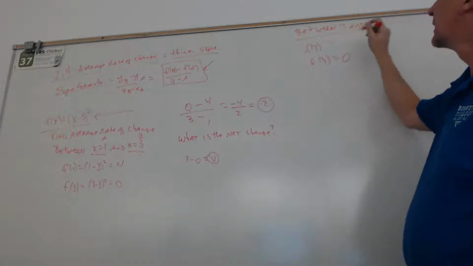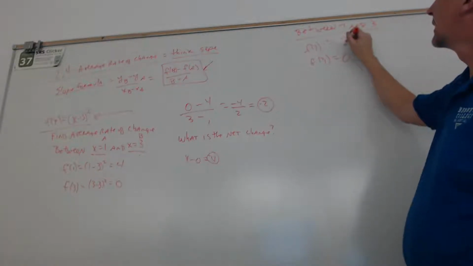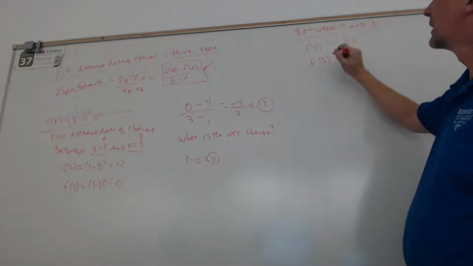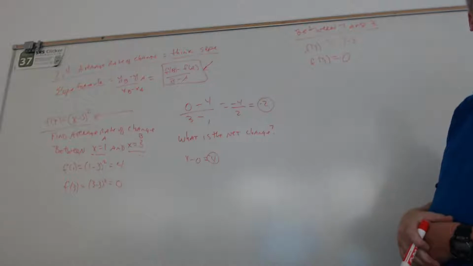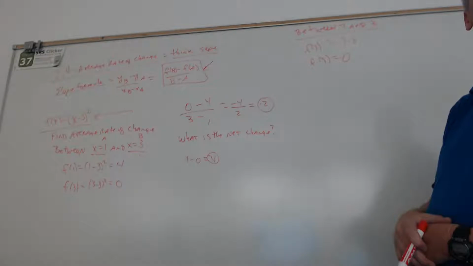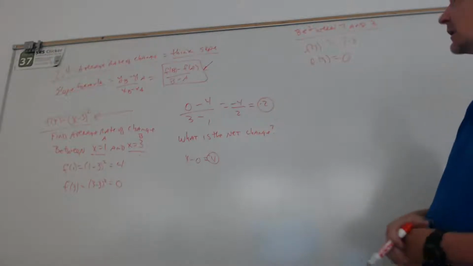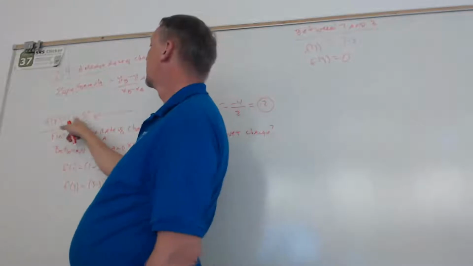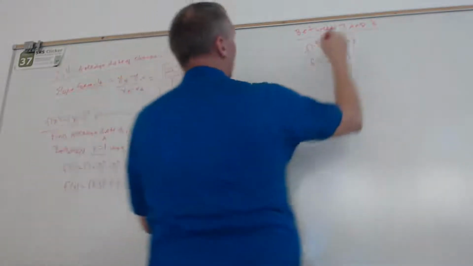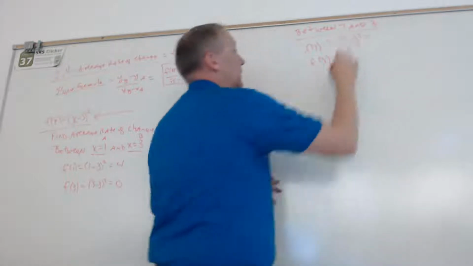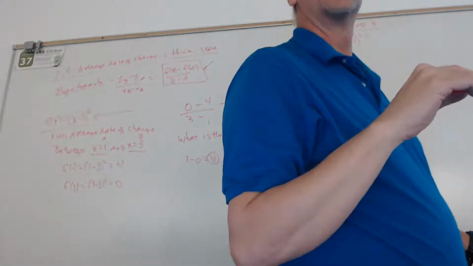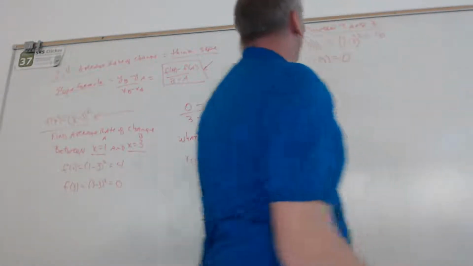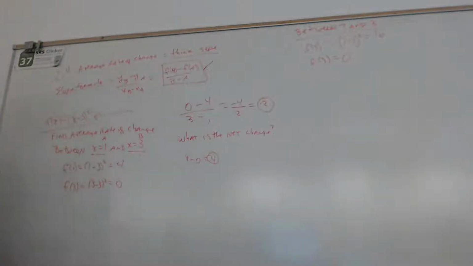Yeah, the 7 would be then just 7 minus 3, you stick the 7 in here. Subtract 7 minus 3, and squared. So 7 minus 3 is what? 4, and squared is what? 16. Okay, so the average rate of change between 7 and 3 is what?